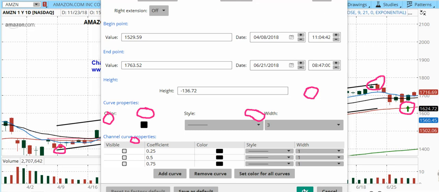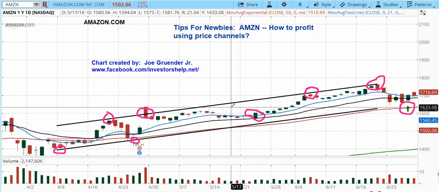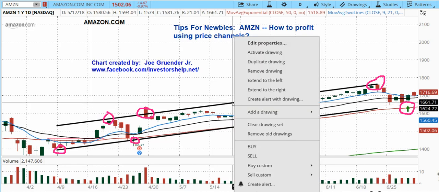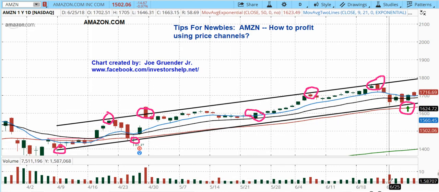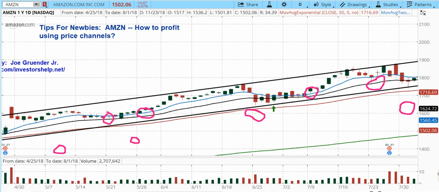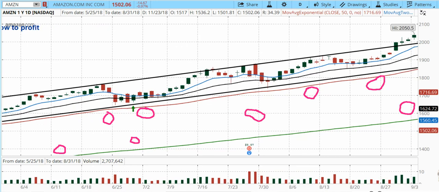In fact, I don't even have to go back to Edit Properties. I can just right-click, extend to the right. Okay, now, you see the way these lines extend? Well, now let's take a look, and what does that tell us? Look at this.